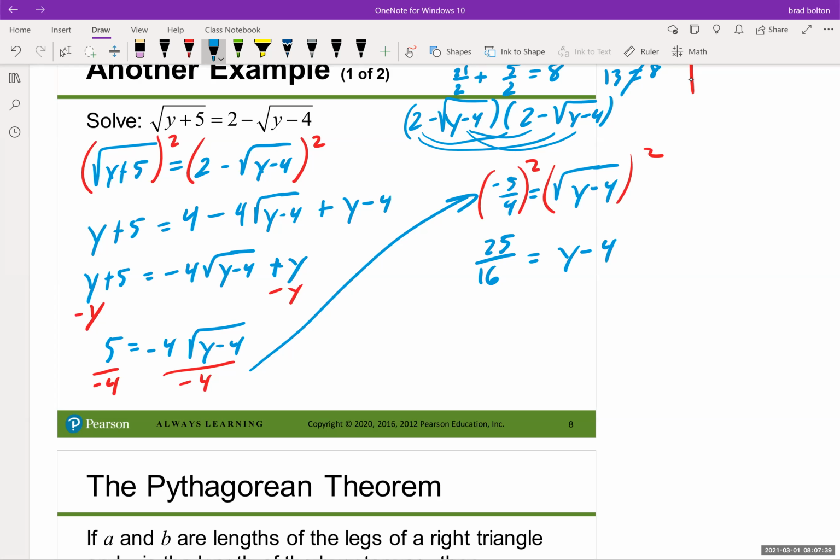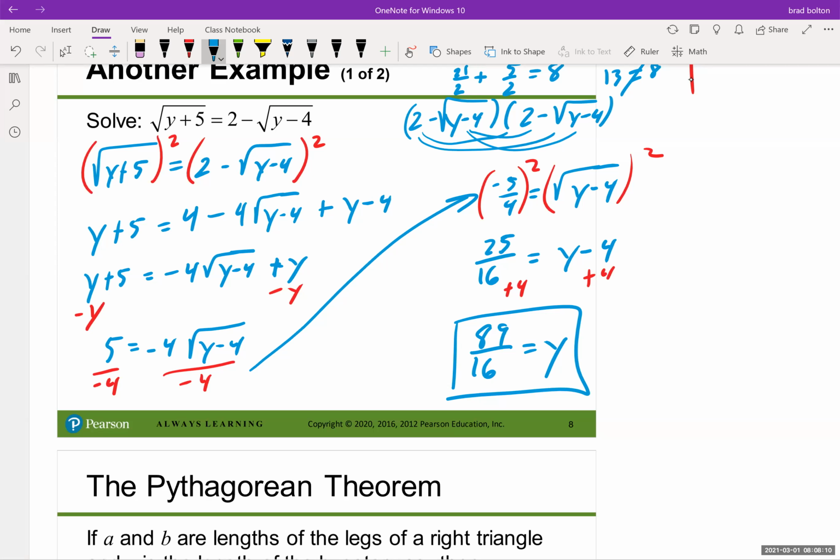Let's see here. Let's clean this up. Let's solve for y. So let's add 4, add 4. So when we add 4 to that, we should get, let me see, 16. So that would be what? 64 over 16 plus 25 would be 89 over 16 equals y. Okay, so we have 89 over 16 equals y.